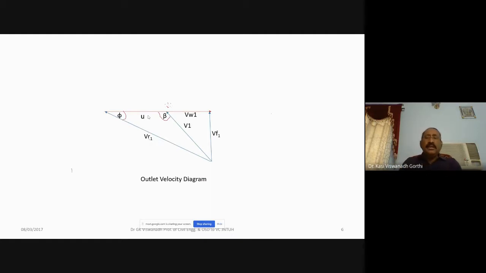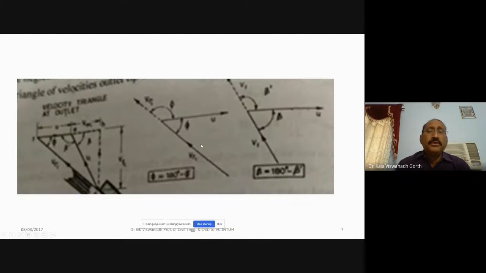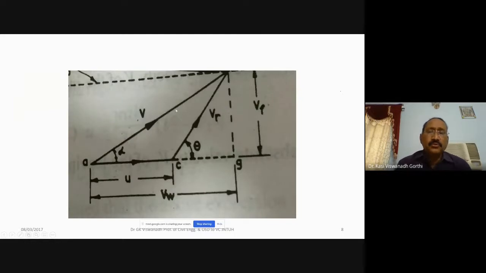Followed. Then the angle between the relative velocity Vr1 and u is phi, and the angle between v1 and u is beta. You can see here the value of beta is an obtuse angle. You may have the case where beta would be exactly 90 degrees also. So you have different cases, but the case that we have taken is beta greater than 90 degrees. So the inlet velocity diagram with V, u, Vr, Vw and Vf, and A, B, C are the points and alpha, theta are the angles here.